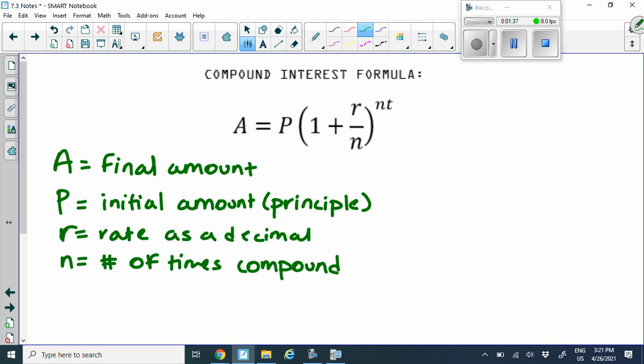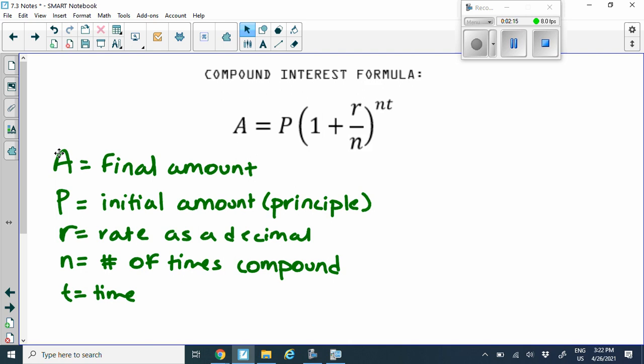So that means you can actually do this multiple times. You could compound once a year. You could do it twice a year. You could do it 4 times a year, so that would be quarterly. If you do it twice, sometimes they might say biannually. You could do monthly, so that means 12 times a year. Weekly, so 52 times a year, or every single day, that would be 365, okay? And then T represents, of course, our time, and that will be in years, okay? Make sure you have this written down, so if you've got to pause the video, you can do that.